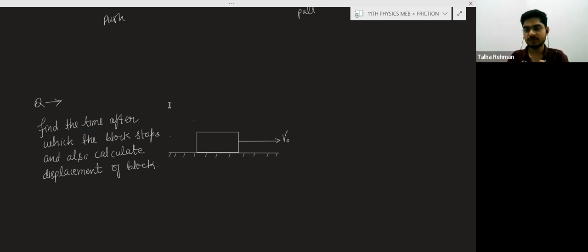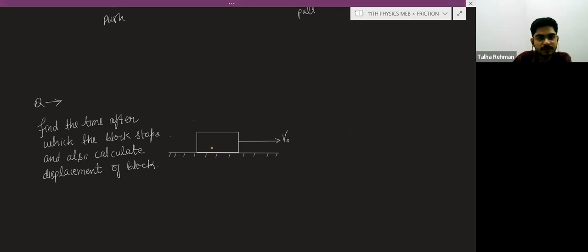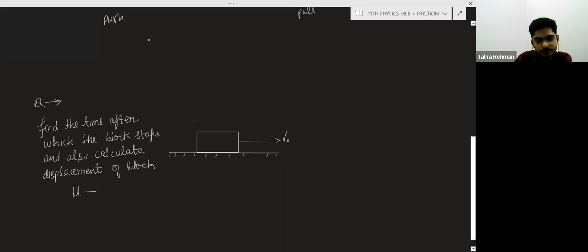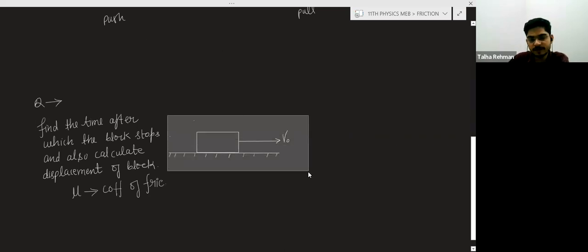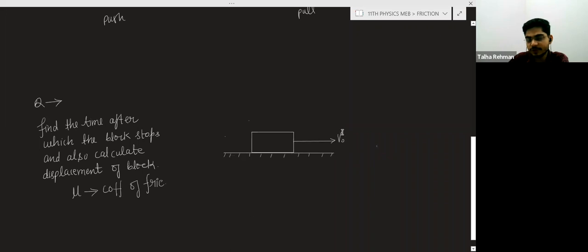They are saying find the time after which the block stops and also calculate the displacement of the block. Basically, here is the block, and one thing is already given, that is mu. Mu is the coefficient of friction given. So this block is initially moving with v naught velocity.